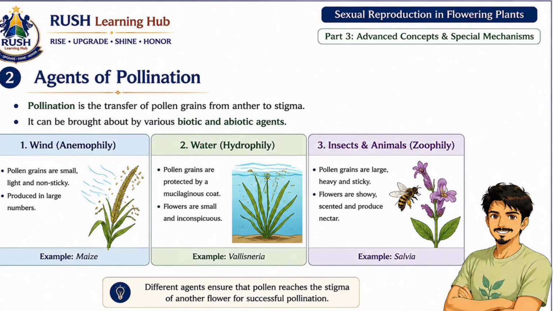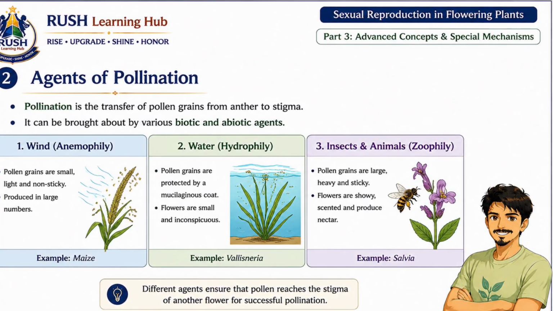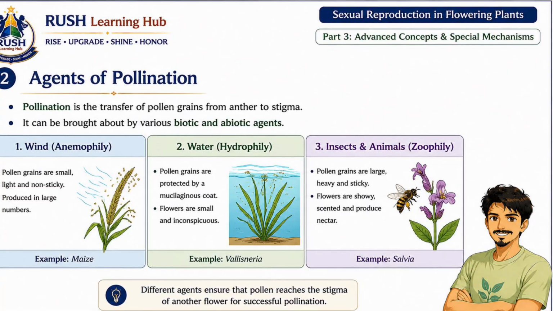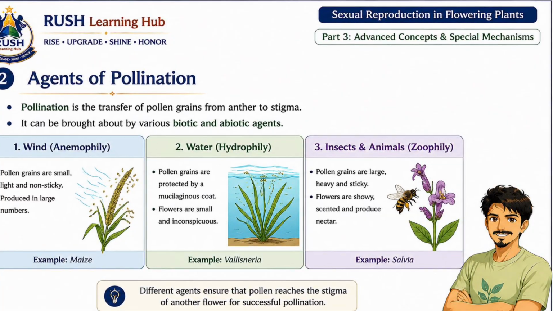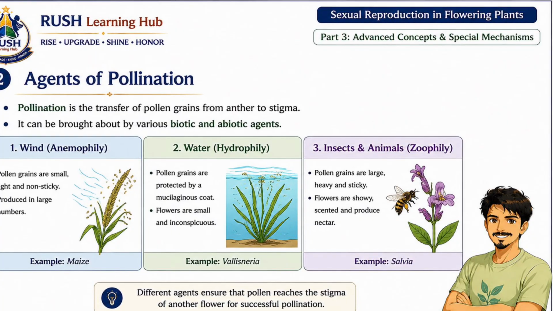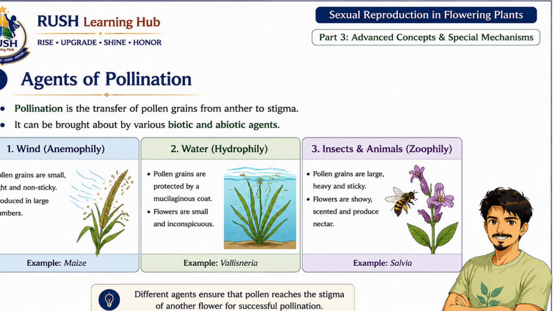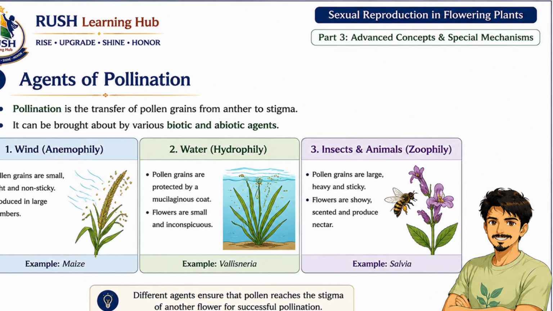Among animals, insects are the most important pollinators. Bees, butterflies, moths, birds, and bats frequently visit flowers while searching for nectar or food. To attract these pollinators, flowers are often brightly colored, fragrant, and rich in nectar.